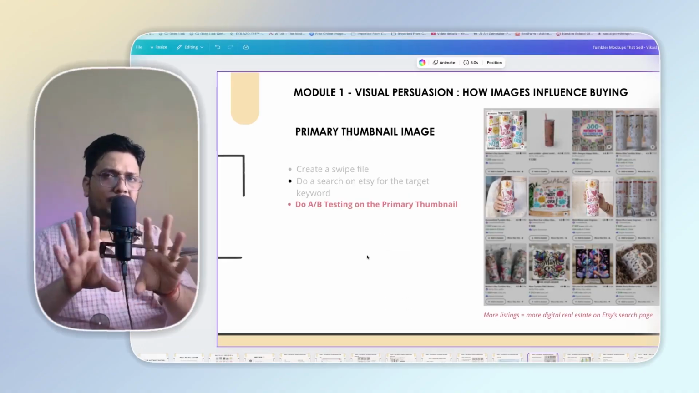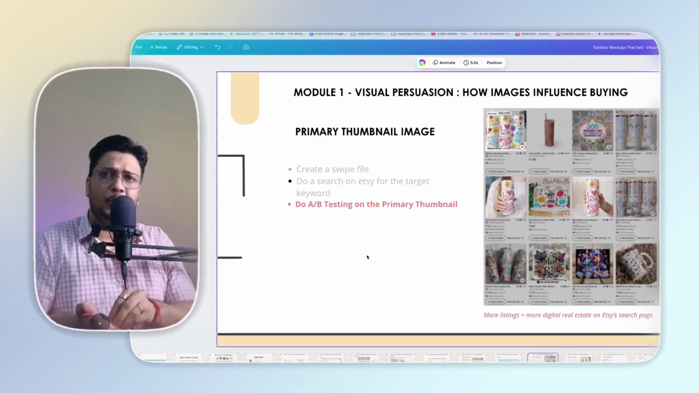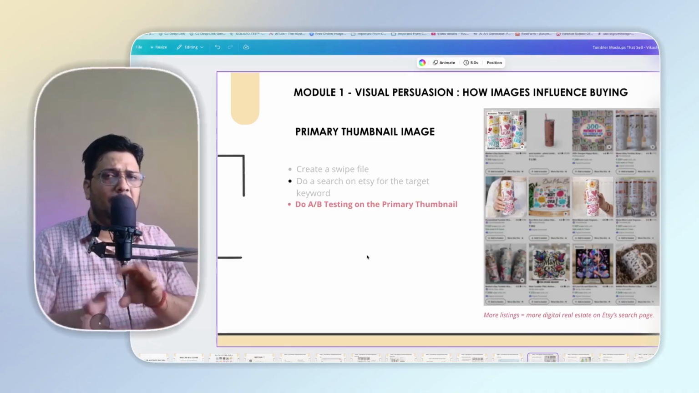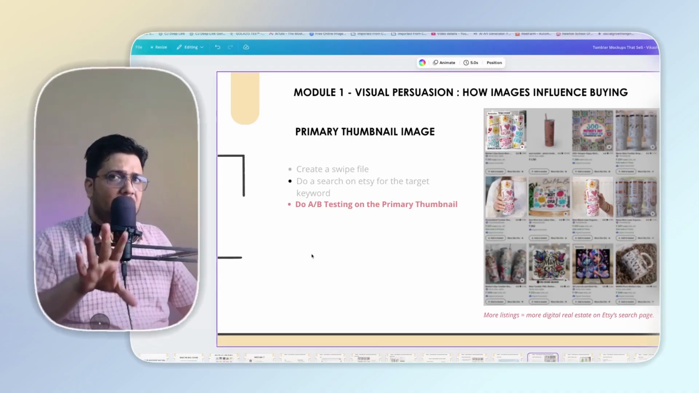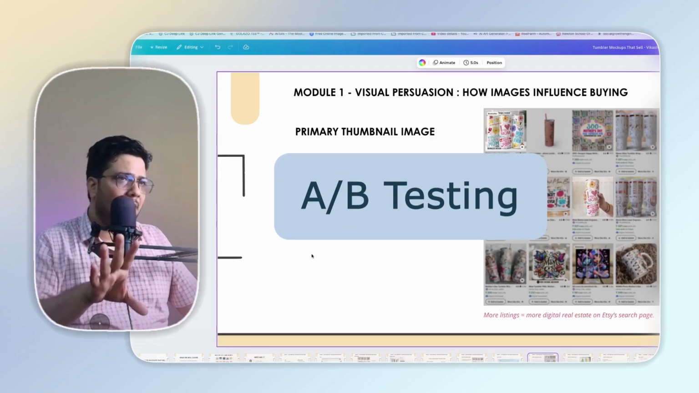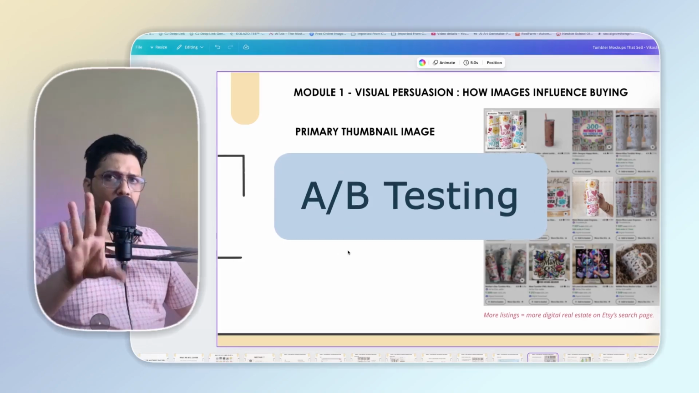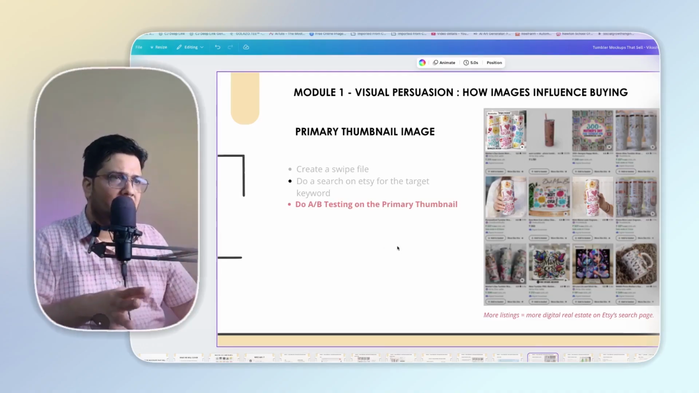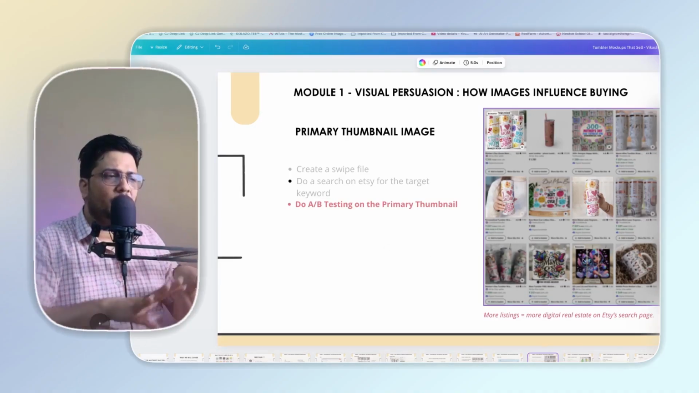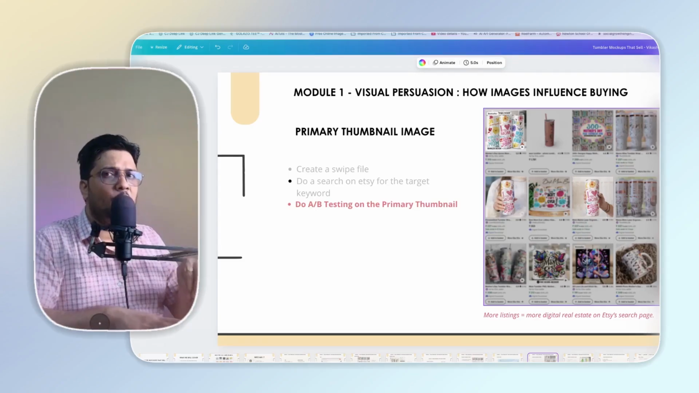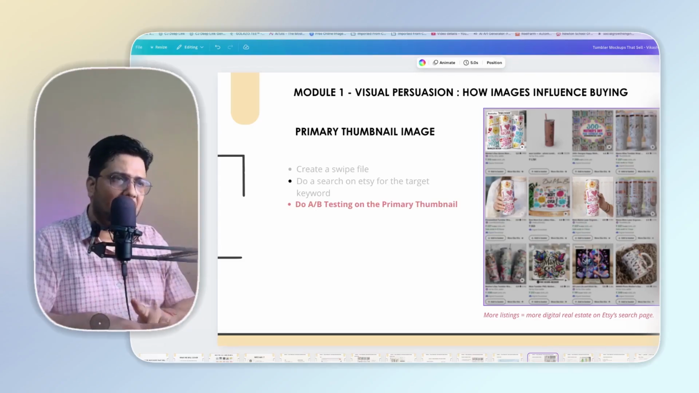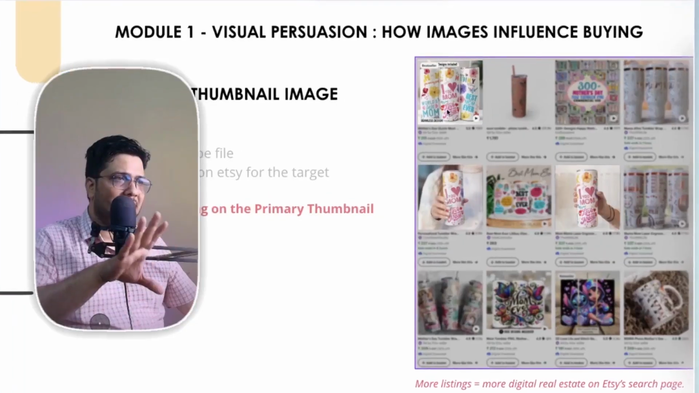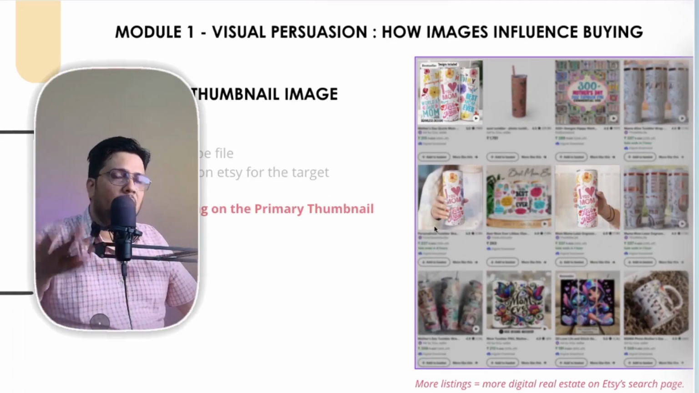Once you have your swipe file ready with your inspiration, let me show you some tactics that will help you make the best use of this strategy. The first is the A/B testing of the primary thumbnail image. Once you create your product, make sure you have 2 to 3 variations of the primary thumbnail image, and you can create 3 listings out of that. More listings on the Etsy search page will give you more chances to get that one click. If you look, the same mom design has 3 variations and it becomes 3 new listings for you.